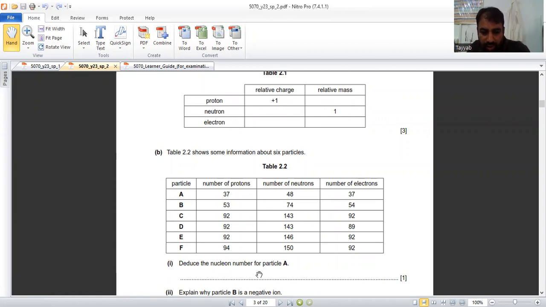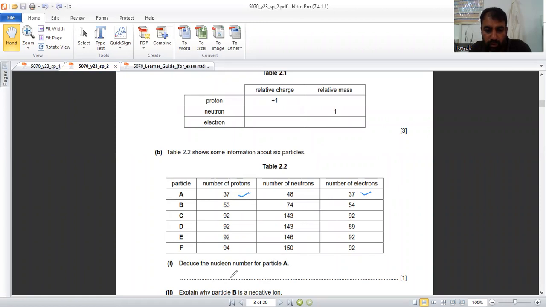Deduce the nucleon number for particle A. Okay, it becomes easier now. Number of protons 37, number of neutrons 48, number of electrons 37. Again, if protons and electrons are the same, this means it is an atom, it is not an ion.